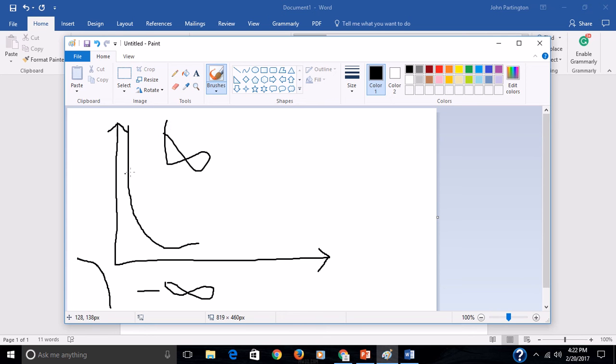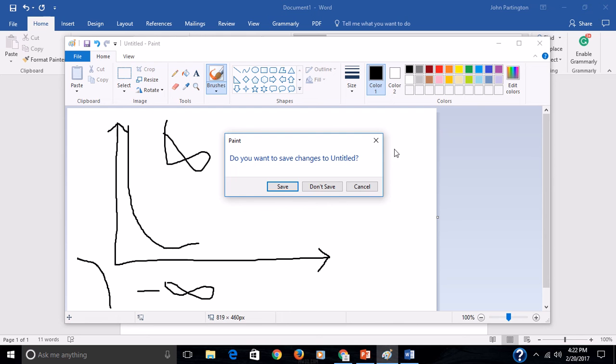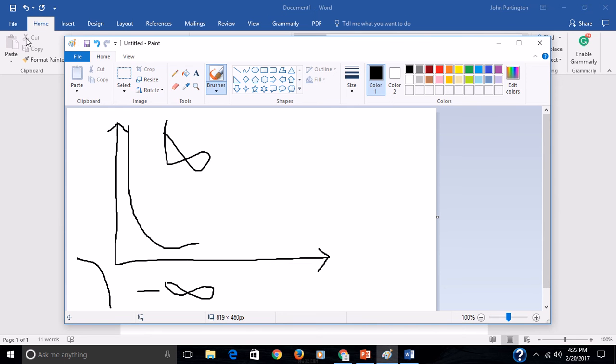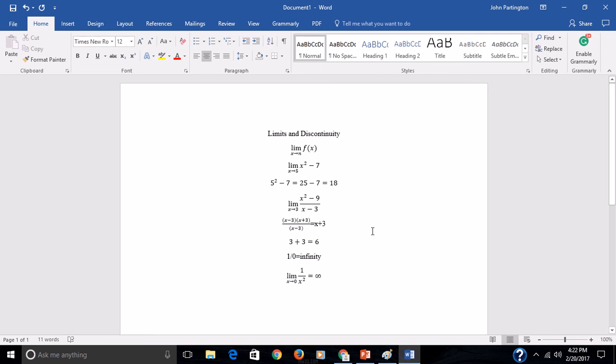Alright, so these are some of the basics of limits here. And this should be all you need to do the practice problems. We will revisit these after derivatives.